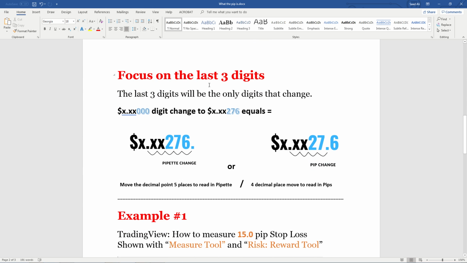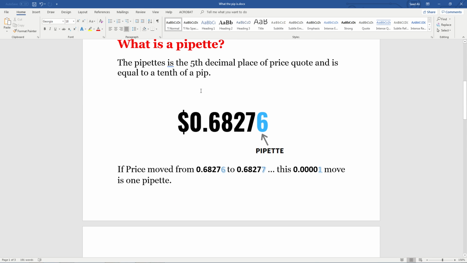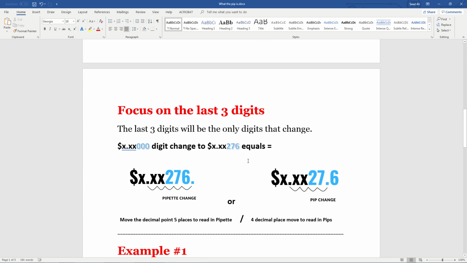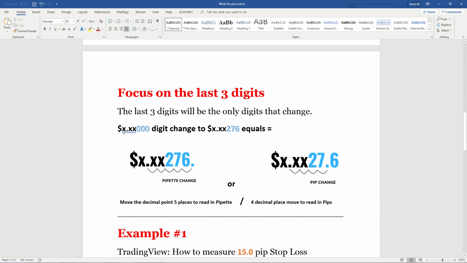Okay, I want you to focus on the last 3 digits. The last 3 digits will be the only digits that change. When you're looking at this price quote, when price fluctuates, usually the last 3 digits are the only ones that change. The rest of the values are too high and price rarely fluctuates those numbers. So we want to focus on the last 3 digits when we're looking at the Australian dollar versus US dollar price quote. Here, I blanked out the first 3 digits, and we're just looking at the last 3 digits.